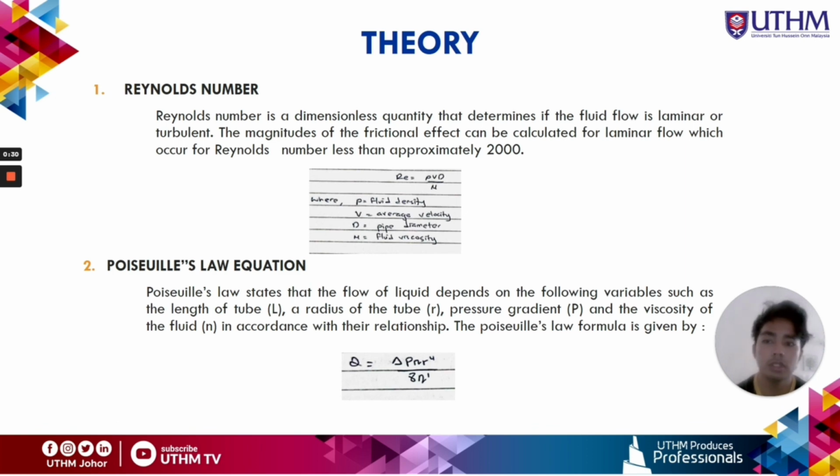Second is the Poiseuille law equation. Poiseuille's law states that the flow of a liquid depends on the following variables: length of a tube, radius of tube, pressure gradient, and the viscosity of the fluid, in accordance with their relationship. The Poiseuille law formula is given as below.